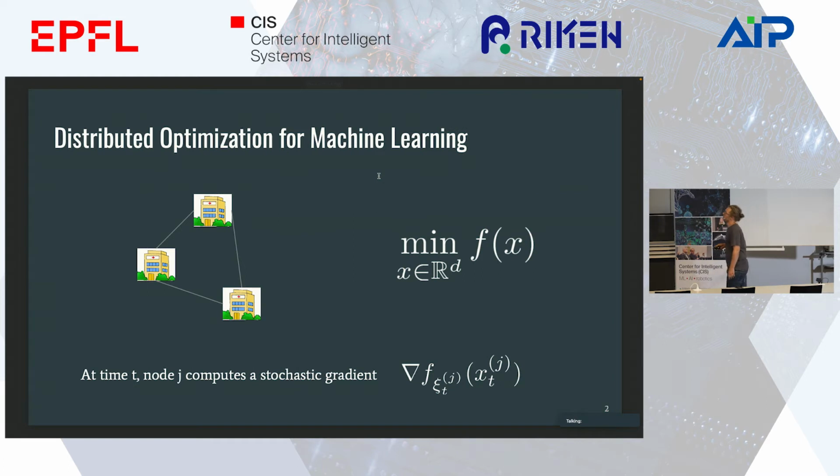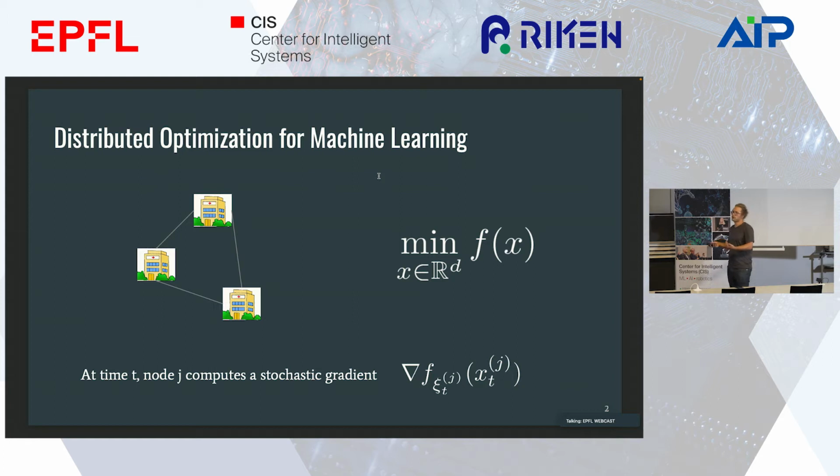Okay, so now just a few words about the setting. What we're doing is distributed optimization for machine learning. So in this case, we assume that we have a set of agents. It might be hospitals, for instance, that would like to optimize a function. Here the function to optimize, for instance, is to classify a disease. And we assume that all the hospitals have the same goal. They all have the same objective, but they get different data because they get different patients.